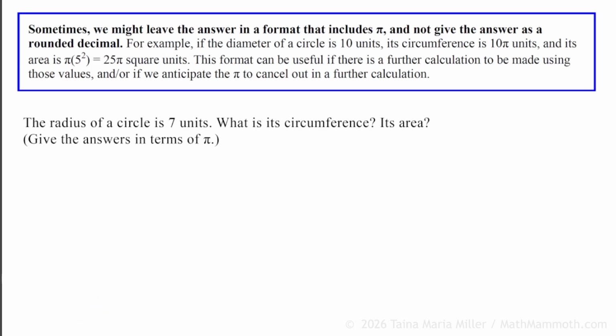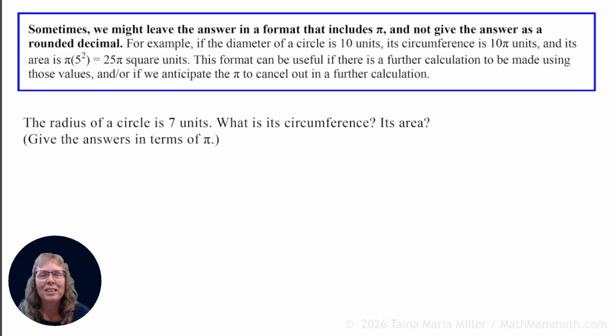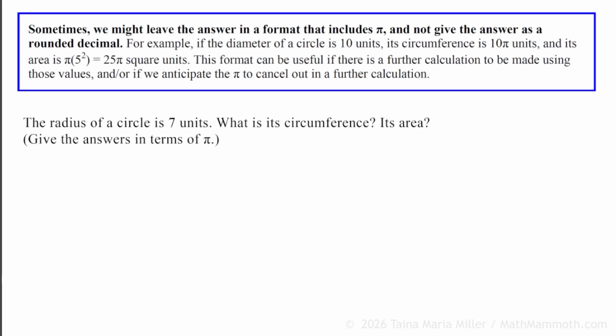This format can be useful if there is a further calculation to be made using those values, and/or if we anticipate the pi to cancel out in a further calculation. We'll see examples of this in this lesson. First, let's solve this one. The radius of a circle is 7 units. What is its circumference and its area? And give those answers in terms of pi. Pause the video and try it first on your own.